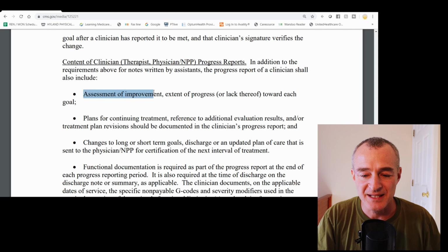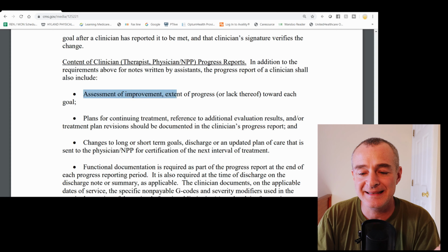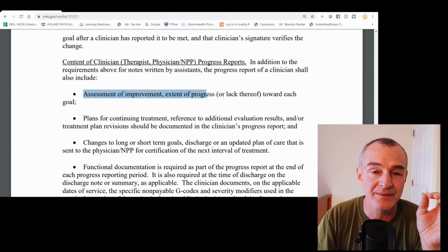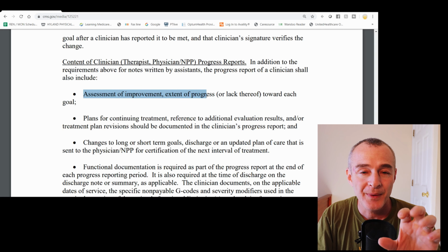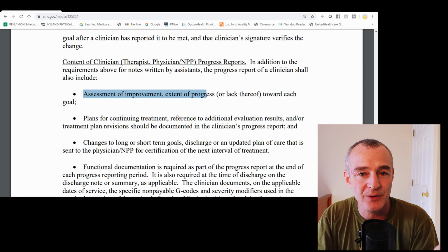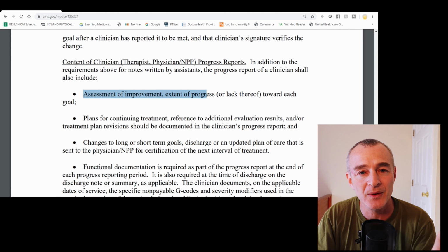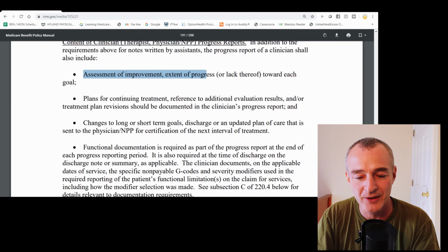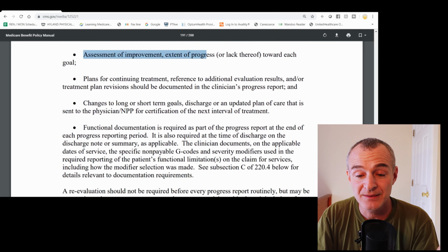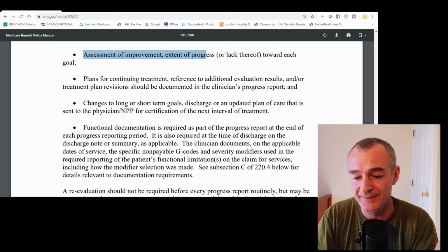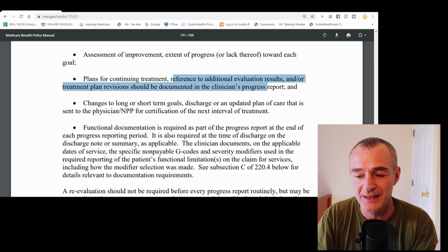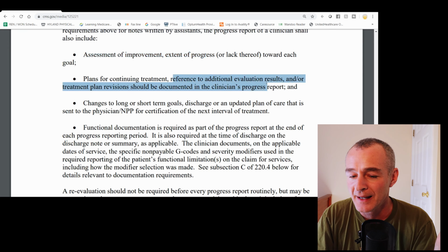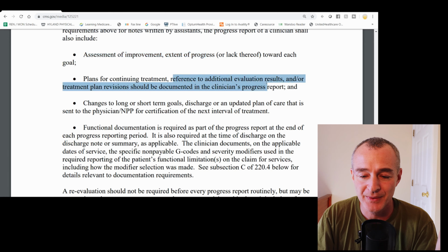There needs to be assessment of improvement, right? The extent of progress or lack thereof to each goal. Probably one of the most important things on your plan of care are your long-term goals. So the progress report is going to summarize progress toward those long-term goals, assuming there is progress. If not, why no progress? Plans for the continuing treatment, reference additional evaluation results if they were done, and or any treatment plan revisions.